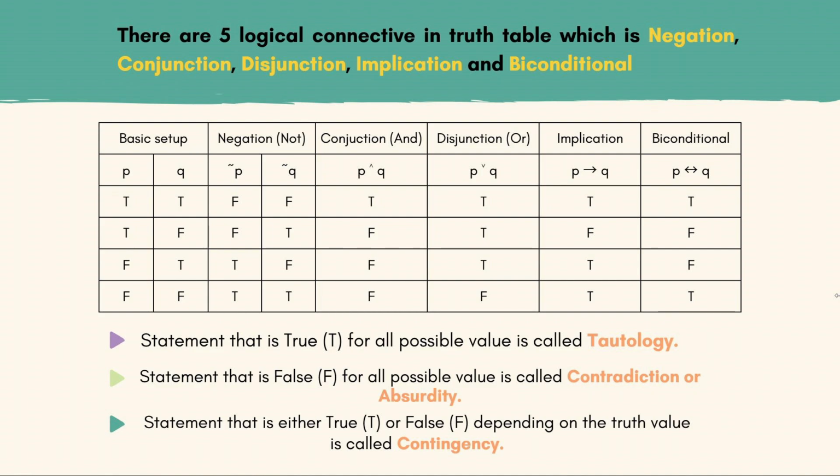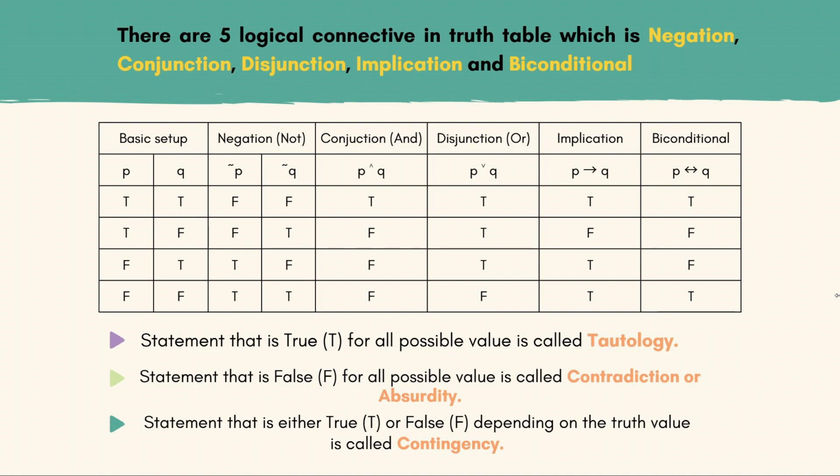Next, we have conjunction. Conjunction is used to connect two statements using the word and. You can read it as P and Q. To find the logic value of conjunction, both of the statements must be true. Other than that, it will become false.